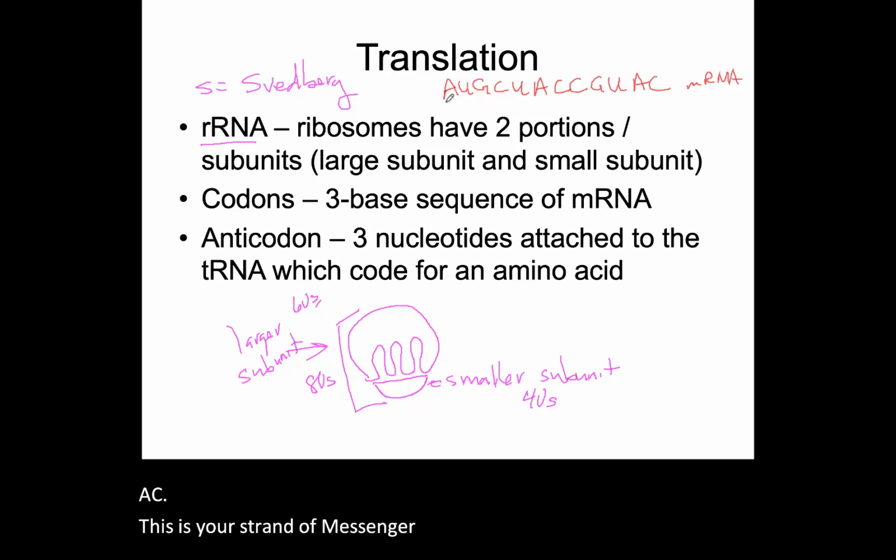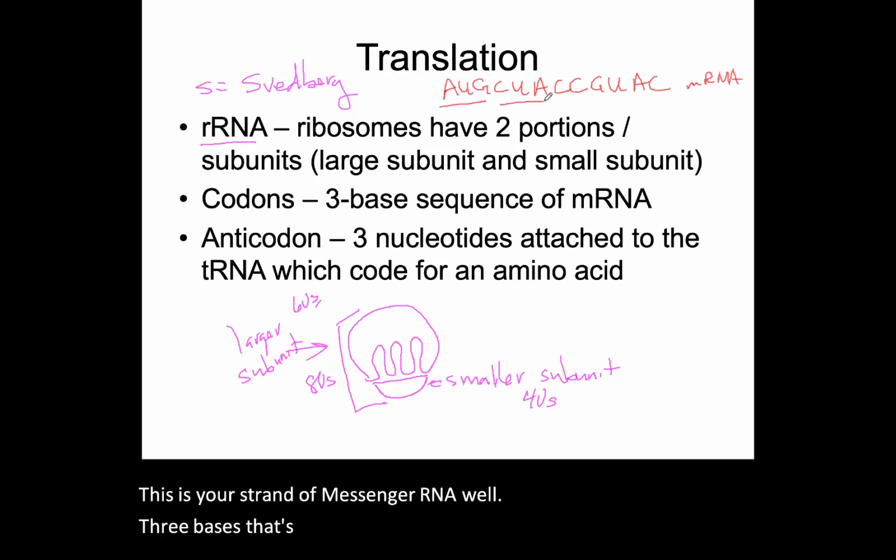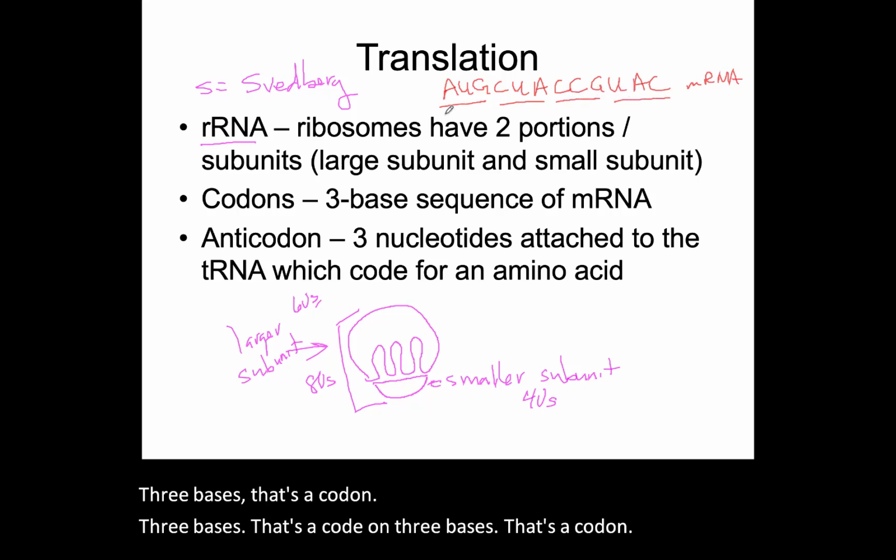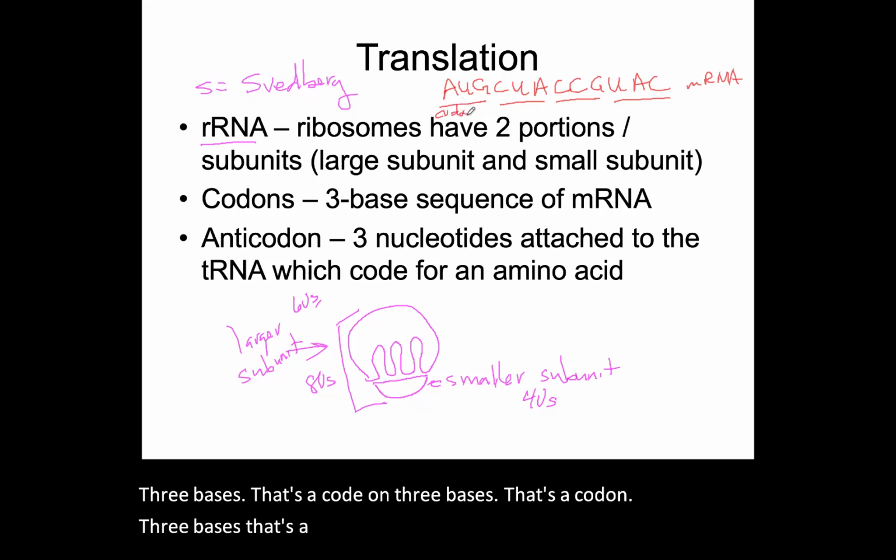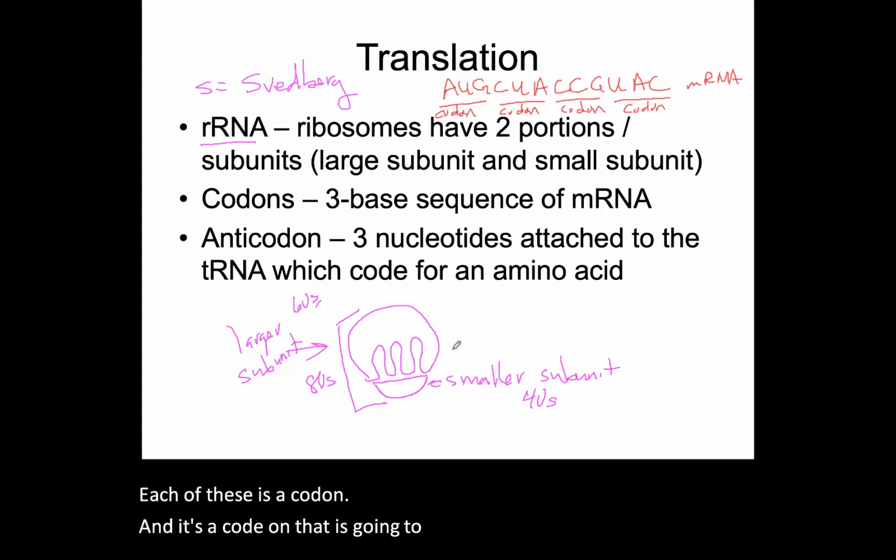Three bases, that's a codon. So each of these is a codon, and it's a codon that is going to be read by the rRNA.